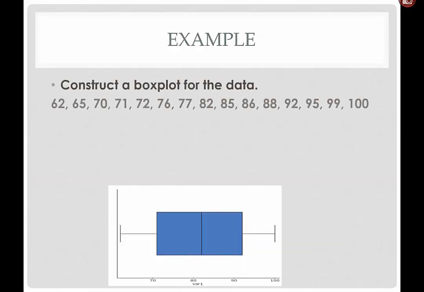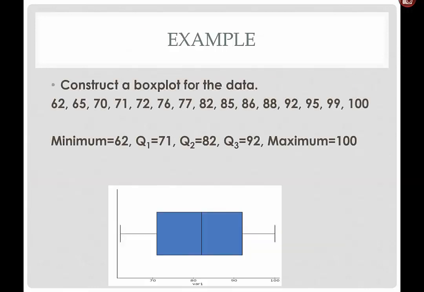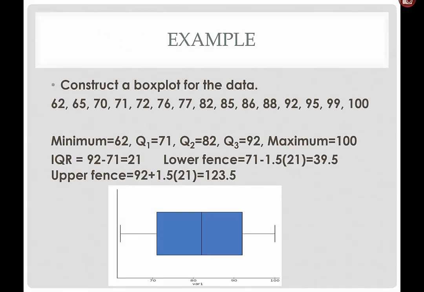All right, so we want to construct a box plot for this data. And so we find the minimum, the quartile 1, the quartile 2, quartile 3, and the maximum. Then we find our interquartile range. We find our lower fence. We find our upper fence. Okay, and then we're going to use those data values to draw a box plot.